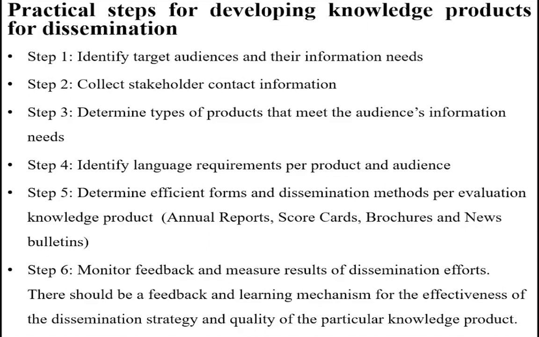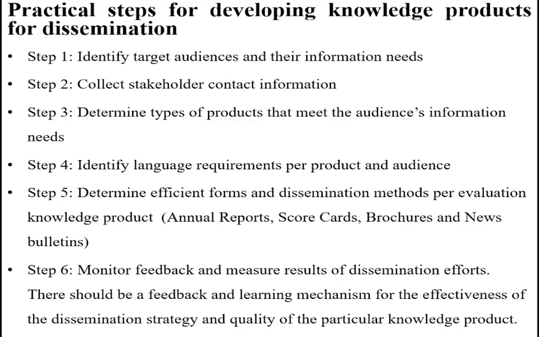Now, the next step is to determine efficient forms and dissemination methods per knowledge product. If, for example, you have annual reports, is it going to be a lengthy report? How is it going to be prepared? Or there will be graphical illustrations, visualizations, or probably scorecards, tabulations, and so on. Or sometimes you want to issue brochures, or prepare news bulletins. The government itself has its own information department where experts will process this. So you need to determine efficient forms and dissemination methods.